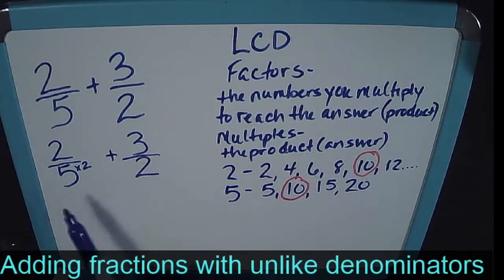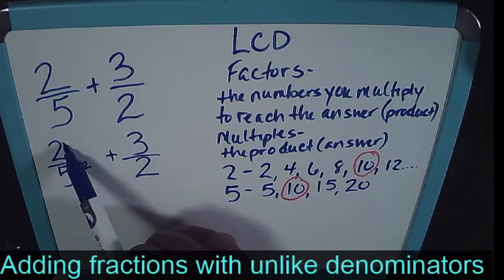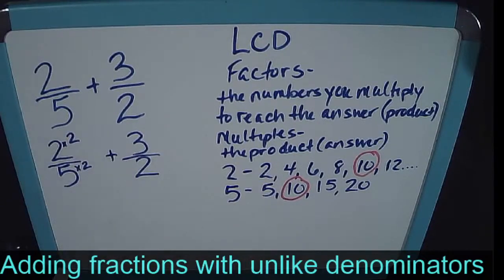So, in order to turn the 5 into the 10, you have to multiply it by 2. Whatever you do to the denominator, you must do to the numerator. That's how fractions work. And vice versa. Whatever you do to the numerator, you must do to the denominator. Okay? So, here we go.